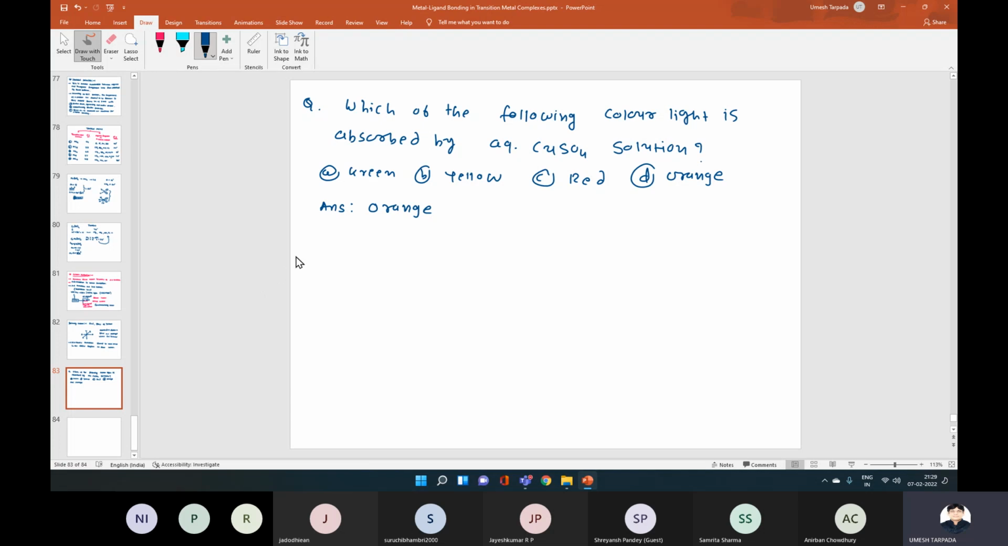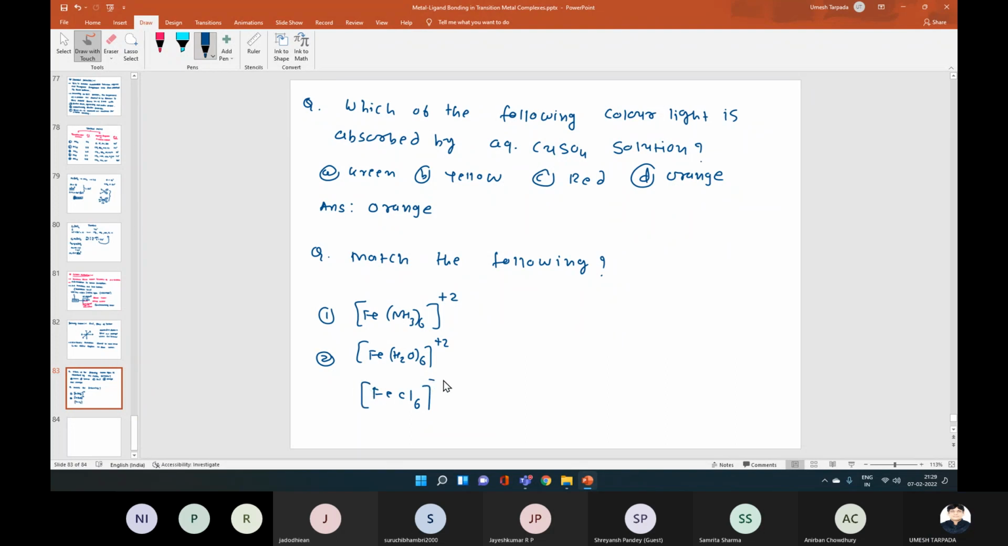So the color of Fe, see if you match the following. Suppose you may give one complex, Fe(NH3)6 2+. You may give one Fe(H2O)6 2+ and FeCl6 4-.